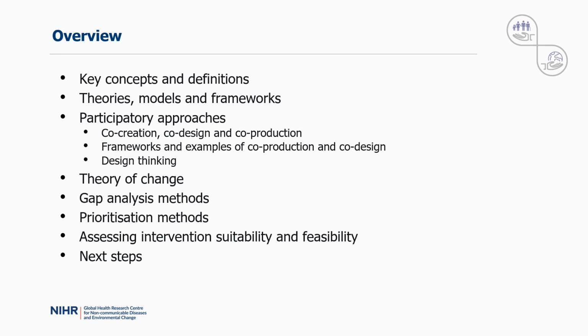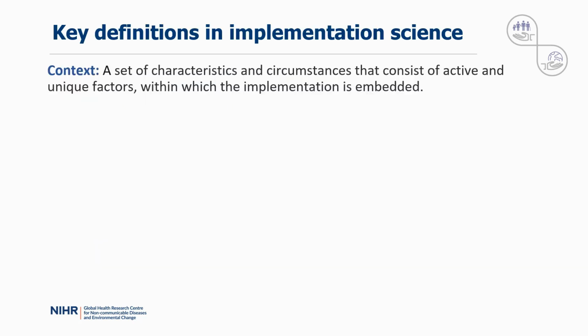Then we'll talk about how to incorporate theory of change and a range of methods such as gap analysis and prioritization techniques when trying to adapt or select from a range of interventions. Then finally, when we have a set of intervention components that we would like to implement, how do we assess the suitability and feasibility of those intervention components prior to implementing? And finally, we'll talk about what are the next steps in the implementation process.